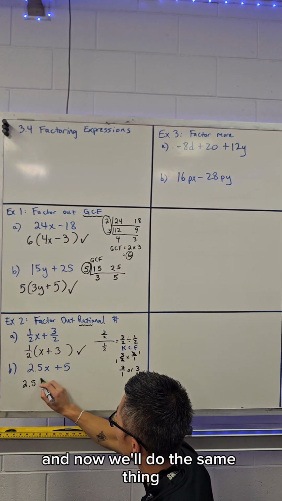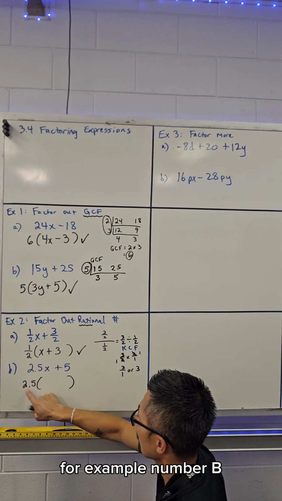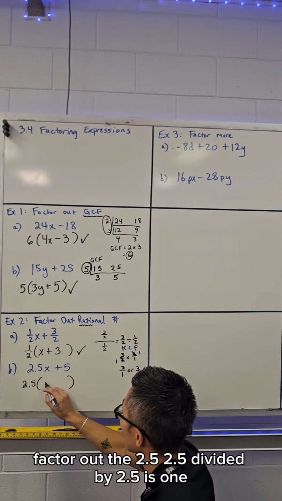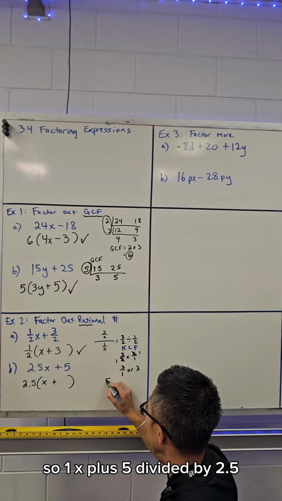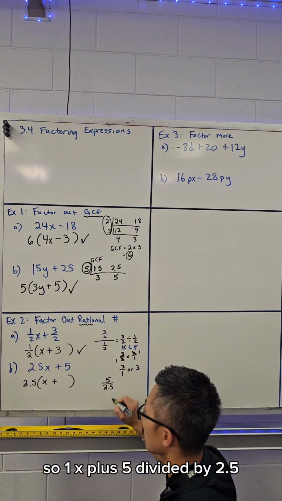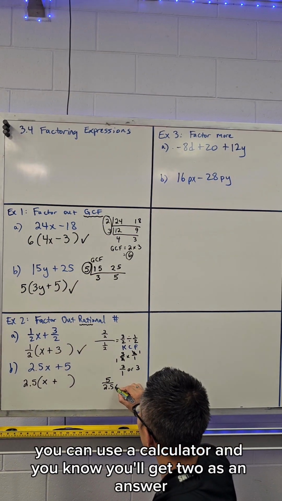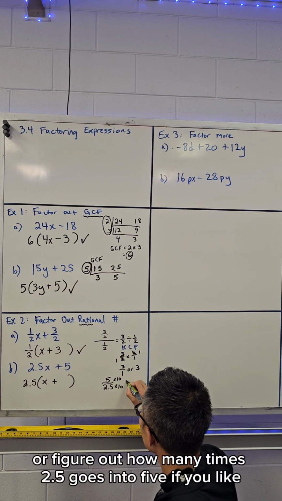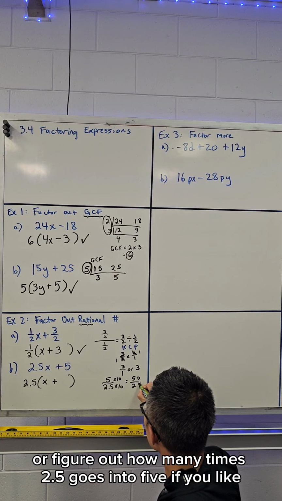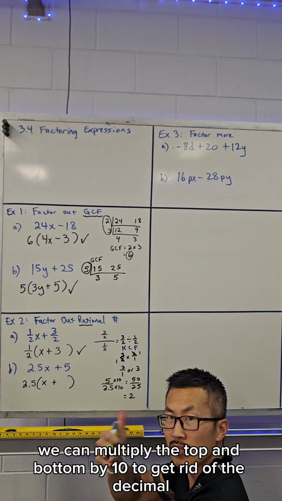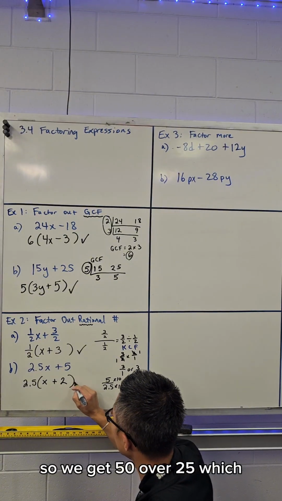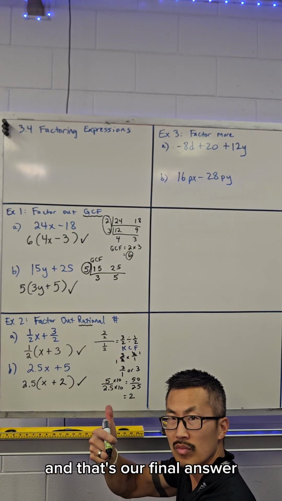And now we'll do the same thing for example number B. Factor out the 2.5. 2.5 divided by 2.5 is 1. So 1x plus 5 divided by 2.5. You can use a calculator and you'll get 2 as an answer, or figure out how many times 2.5 goes into 5. But if you'd like to see it the long way, we can multiply the top and bottom by 10 to get rid of the decimal. So we get 50 over 25, which of course is 2. And that's our final answer.